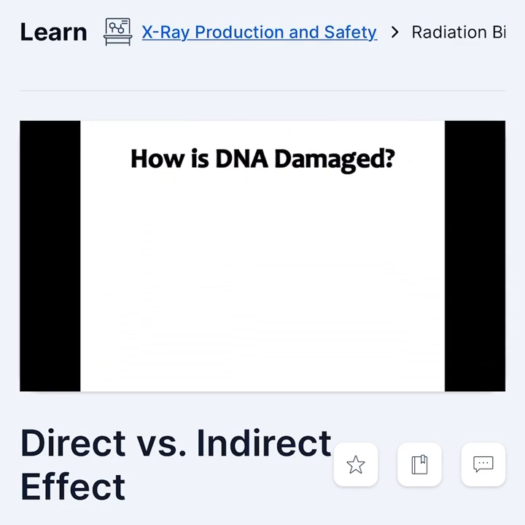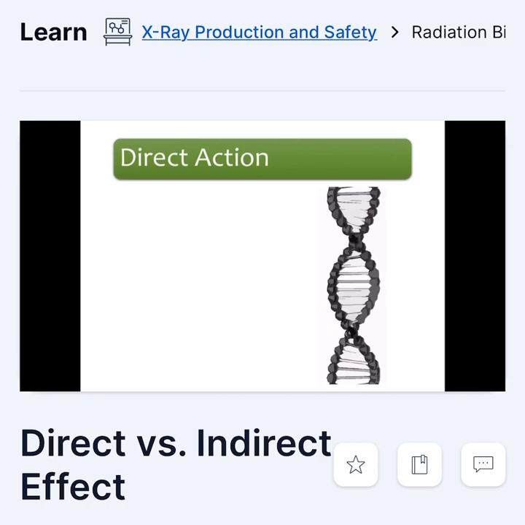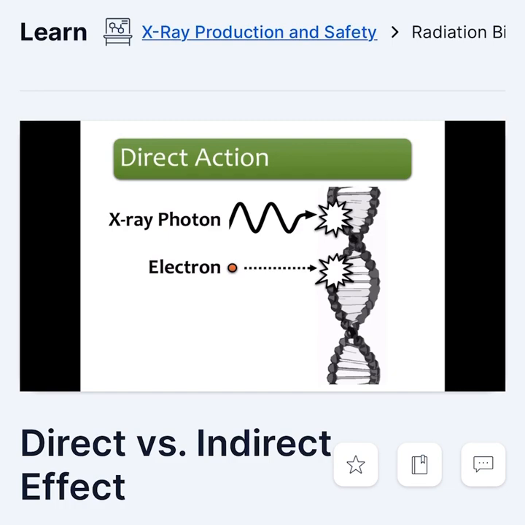So how exactly is DNA damaged by radiation? DNA damage occurs by two distinct mechanisms, the direct action and the indirect action. In the case of the direct action, the X-ray photon itself or an electron ionized by the photon interacts directly with the DNA molecule. This type of interaction is extremely uncommon. DNA itself represents only 1% of the mass of the cell, so it's very unlikely that the photon or a free electron would strike the DNA directly.